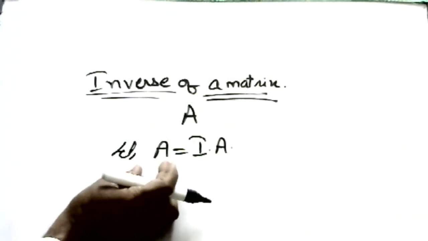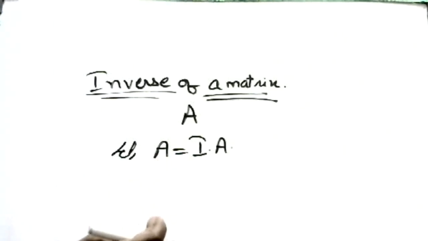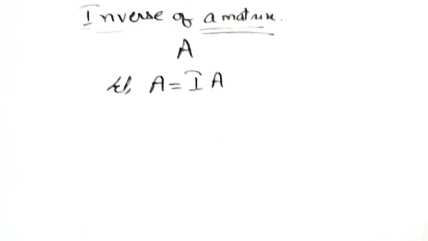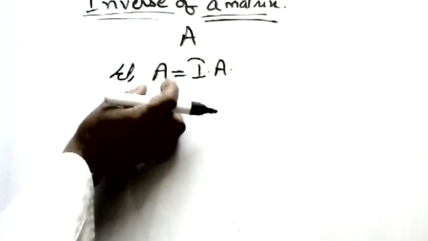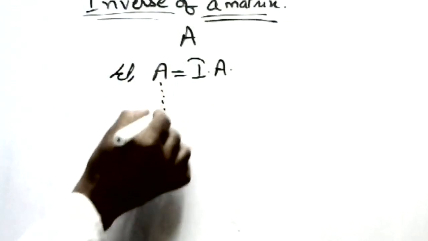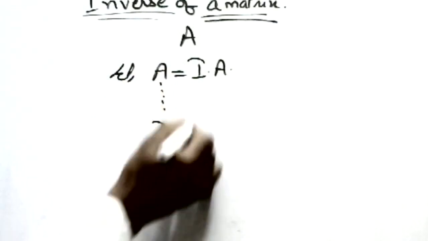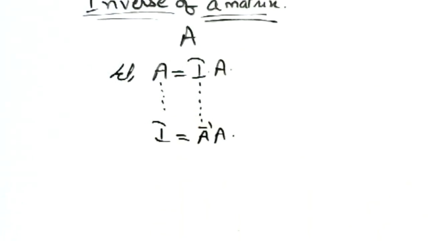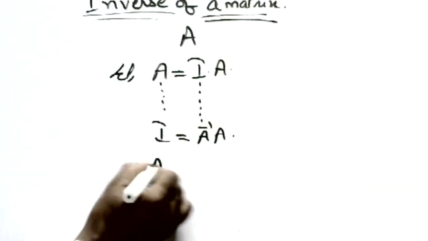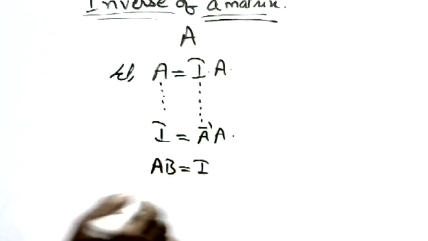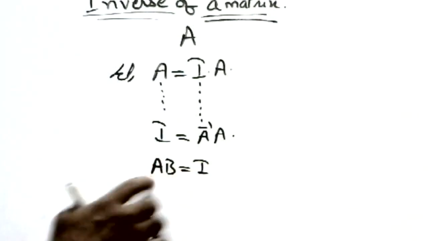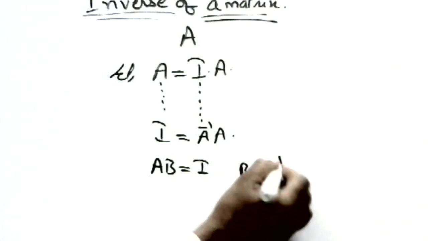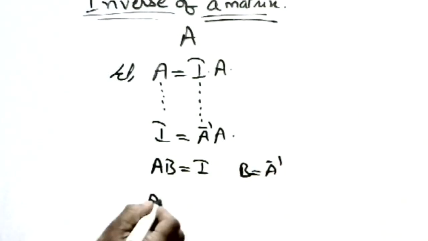Then we apply row transformations and change A into I. Just remember this: we are going to change this A into I. If we make I here, this I changes to A inverse, because if we multiply two matrices and get I, that means B is A inverse. We can say B equals A inverse.